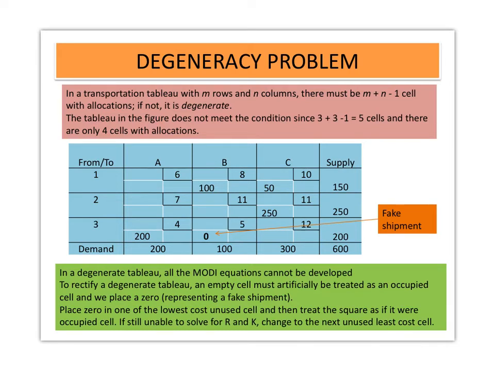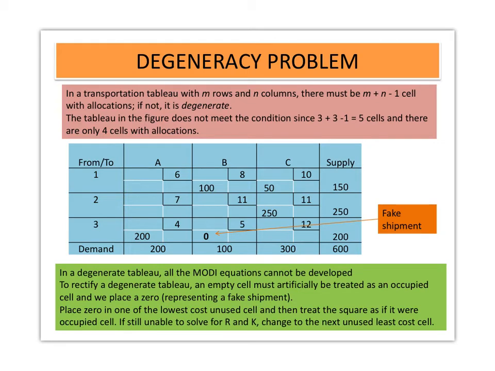So if we have 4 occupied cells, then we are short of 1 equation to solve for the 5 variables of RIs and KGs. Okay, so how do we overcome this problem? What we can do is open an empty cell. These blank cells are called empties. These are empty cells. Now what we do is we put a 0 shipment inside.